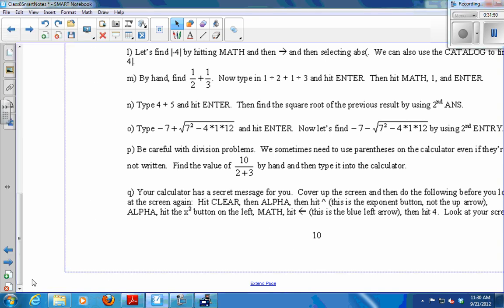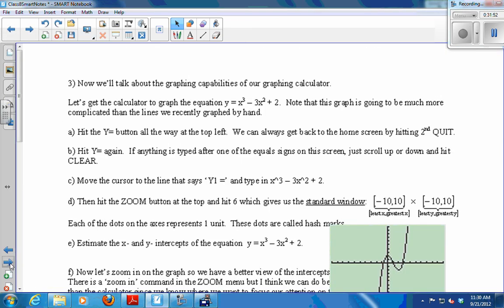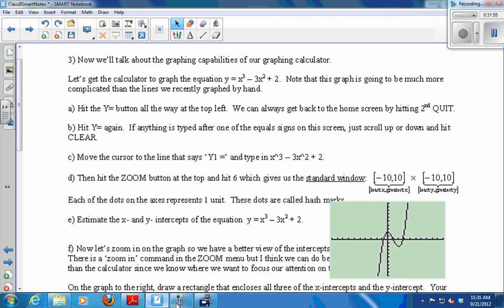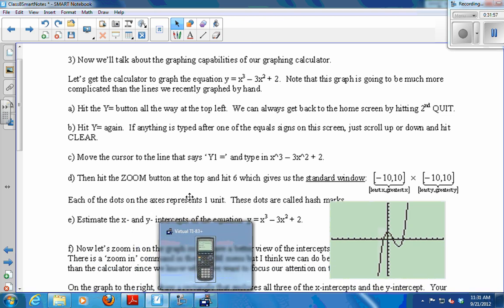All right, we're going to skip this. You can do the secret message on your own later if you want. Moving on to the graphing capabilities of our calculator.